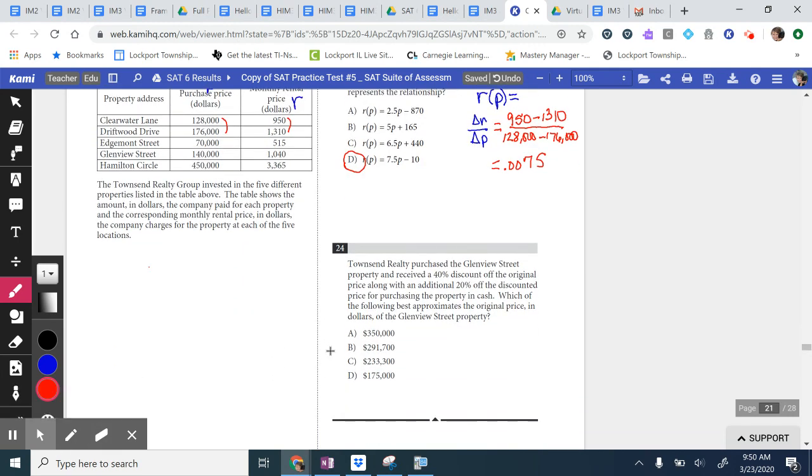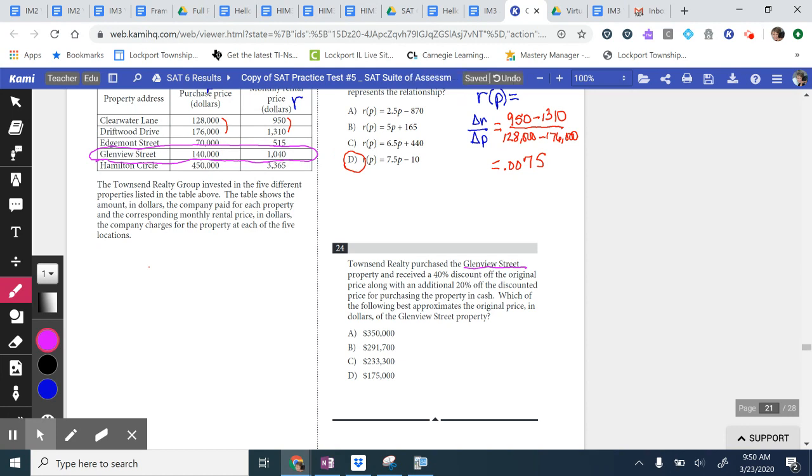Right. The follow-up question is, they purchased the Glenview Street property. So then I go back. And now I'm just focusing in on the Glenview Street property.